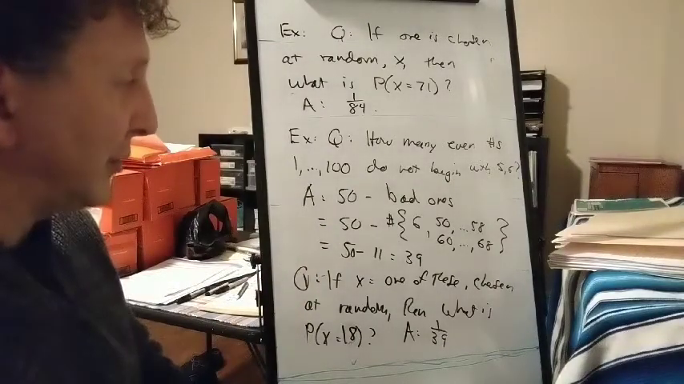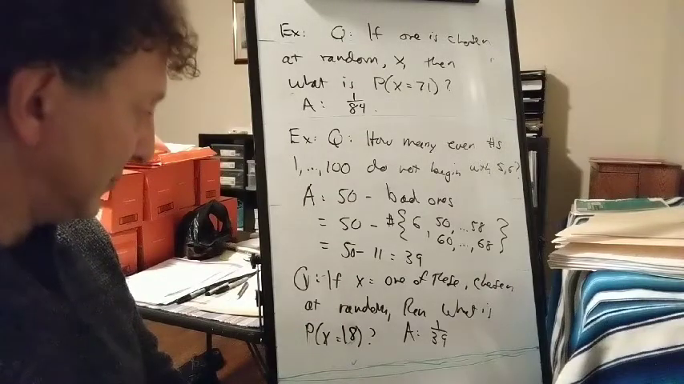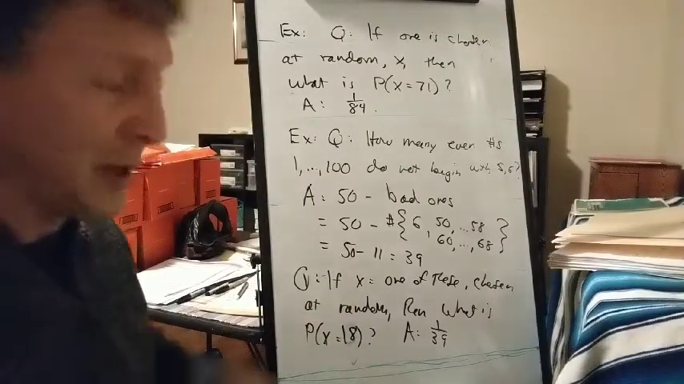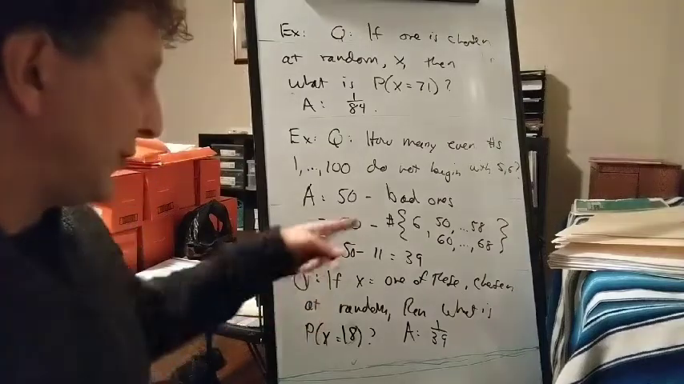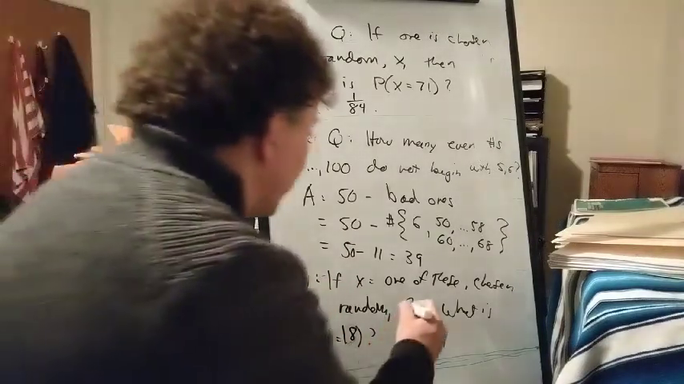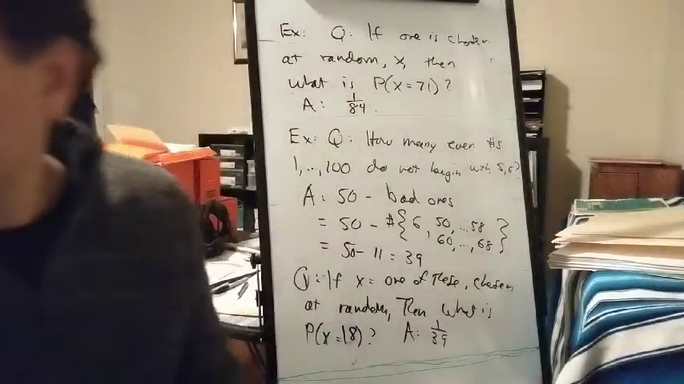Chosen at random means that we don't have any opinion that one of them is more likely to be chosen than the other. Again, maybe they're all written on pieces of paper that are the same size and same shape and put into a bag and mixed up. So there's 39 of them, and the probability that any given one is going to be chosen is 1 over 39. The end.